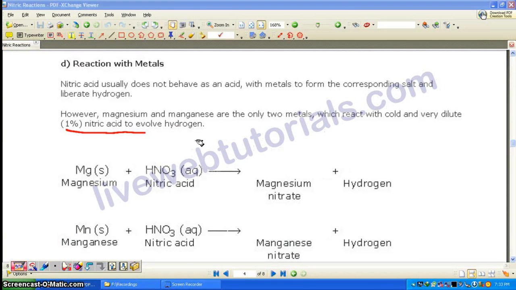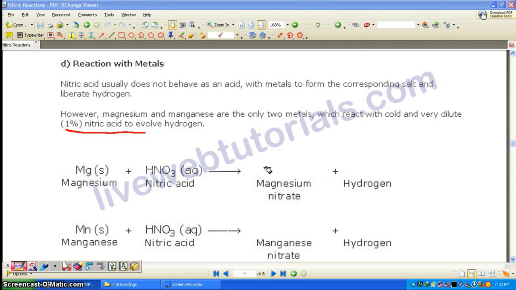The reason for that is because nitric acid is a strong oxidizing agent, so the hydrogen that is produced over here is being oxidized to water, and in the process nitric acid itself gets reduced to nitrogen dioxide. So these are the only 2 equations in which it behaves like a regular acid to produce its nitrate salt and hydrogen. So you can just put these 2 equations.